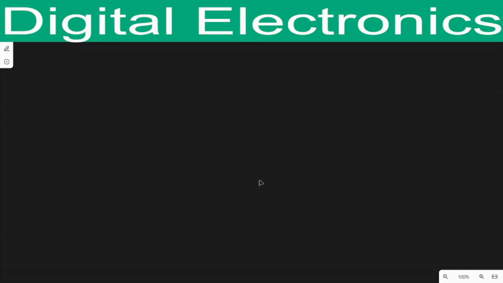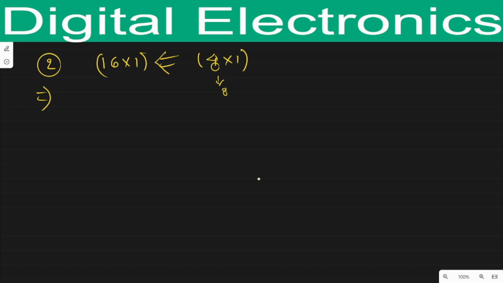Okay, now the second question. If I want to design a 16 cross 1 mux using 8 cross 1 mux, using the previous approach, how many multiplexers do we need? 8 plus 8 equals 16. So we need two multiplexers having 8 inputs.